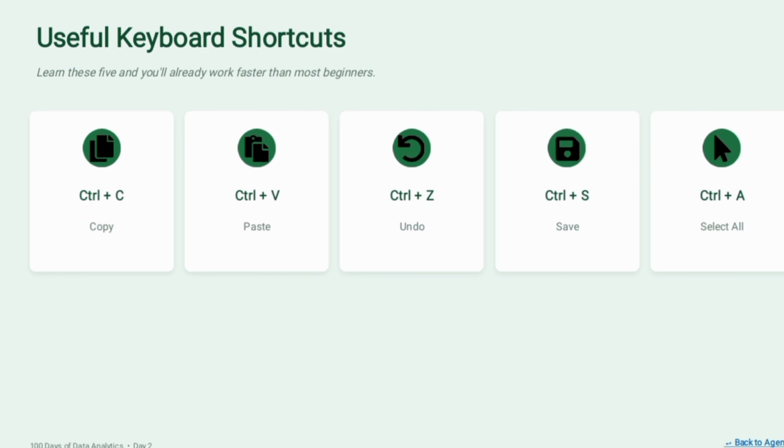Some useful keyboard shortcuts are as follows. Control plus C, we can copy the data. Control plus V, we can paste the data in a new sheet. Control plus Z, we can undo the last action. Control plus S, we can save the file. Control plus A, we can select all the data in the table. Learning shortcuts helps you work faster.